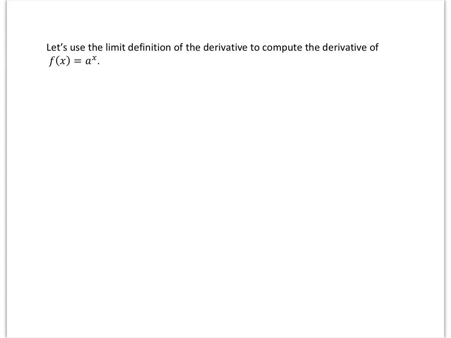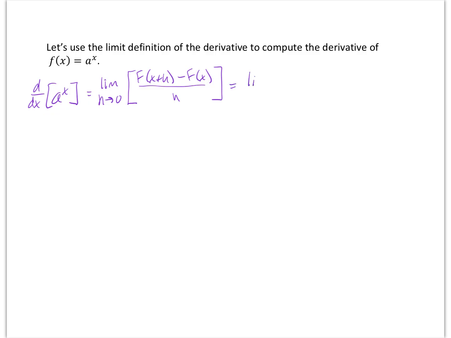So we are going to use the limit definition of the derivative to see if we can come up with a rule for this. We're going to say, d dx of a to the x, applying the limit definition of the derivative. Remember, that is the limit as h goes to 0 of f of x plus h minus f of x all over h. That's just the definition. But instead of f of x, my function is a to the x. So this is the limit as h approaches 0 of a to the x plus h minus a to the x all over h.